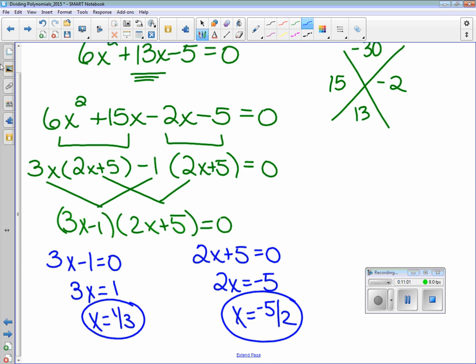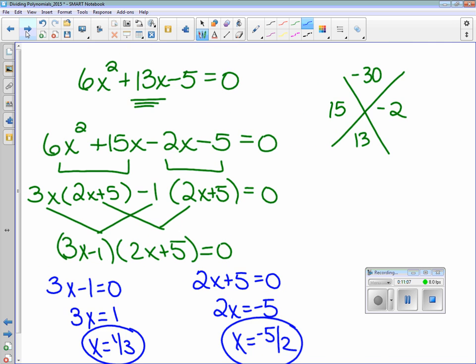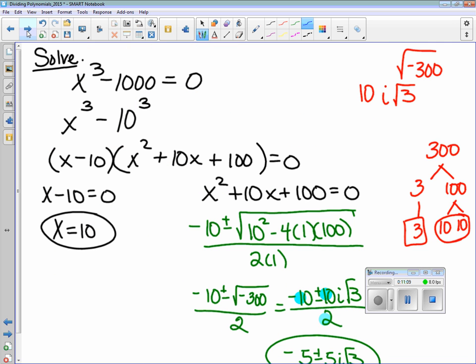If it's not factorable, and there's a negative under the square root. So like if you look at the last problem that we did, we had a negative 300 under the square root. If this wasn't factorable, we used a quadratic formula. That tells me I have an i.